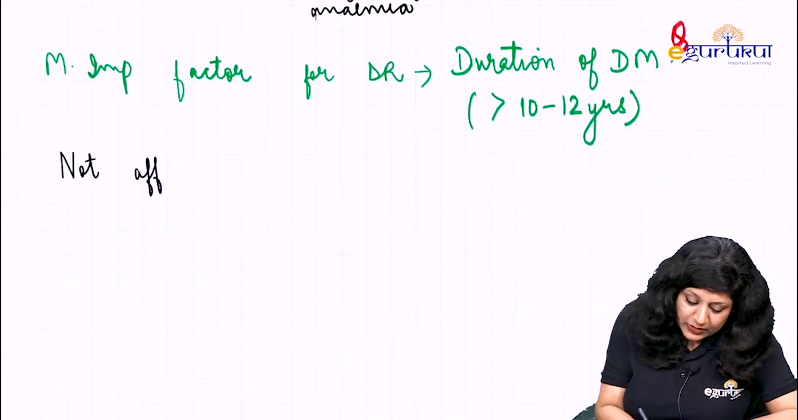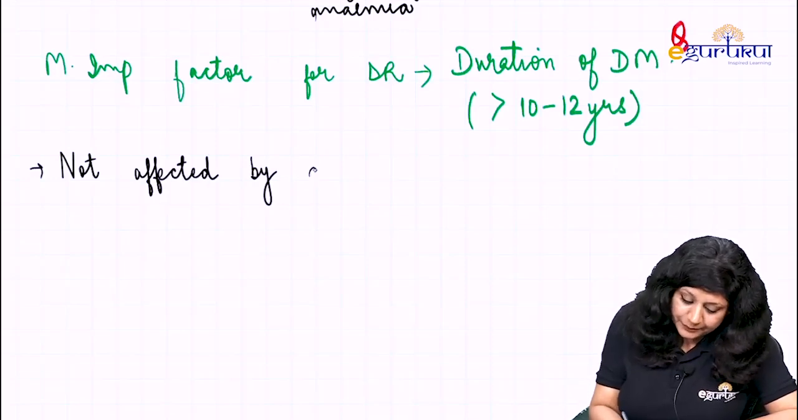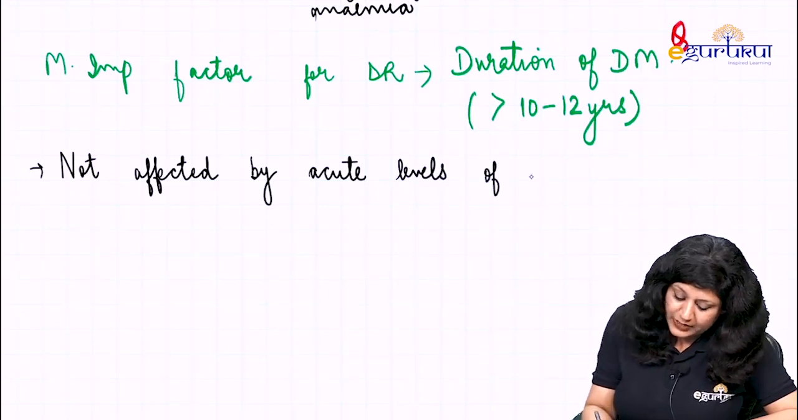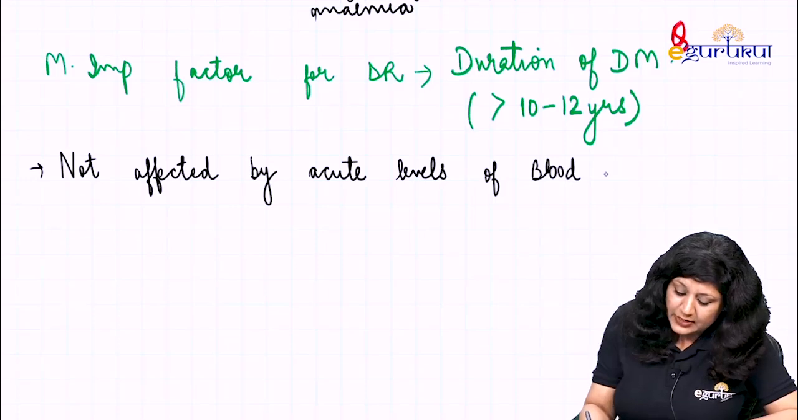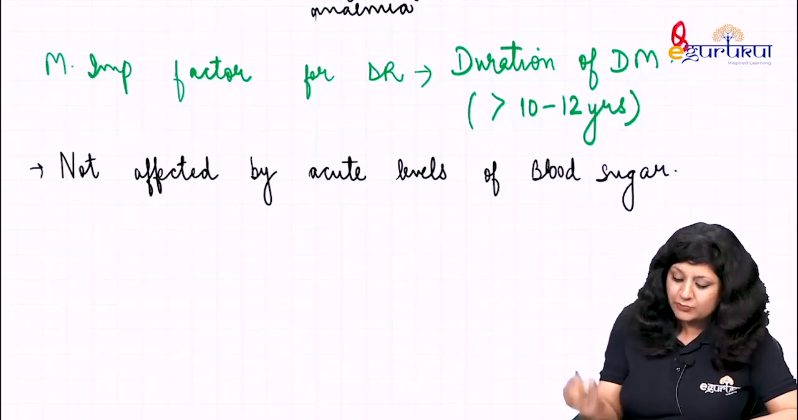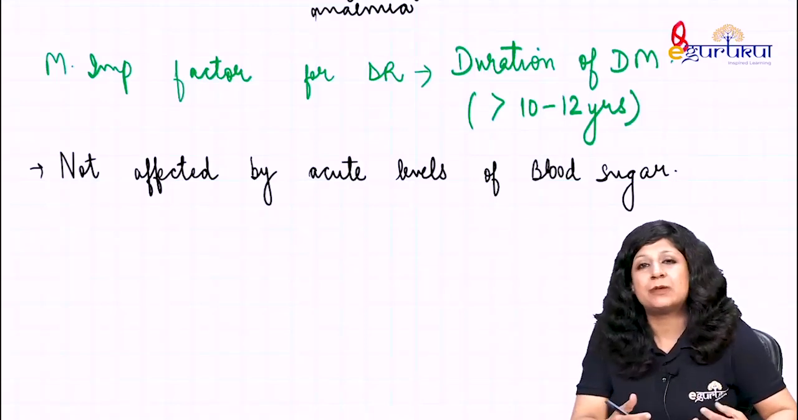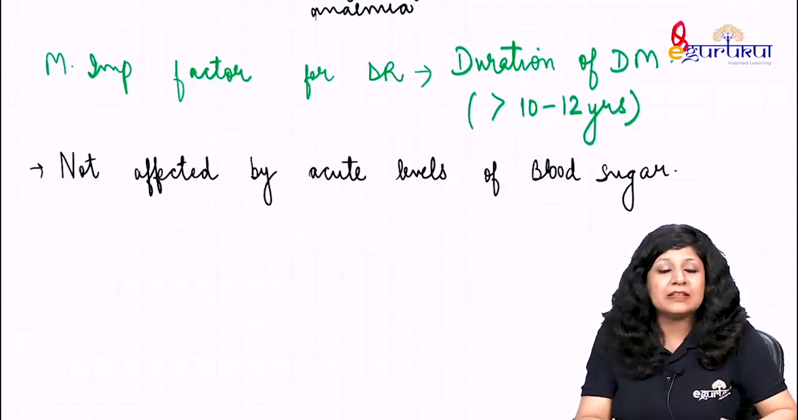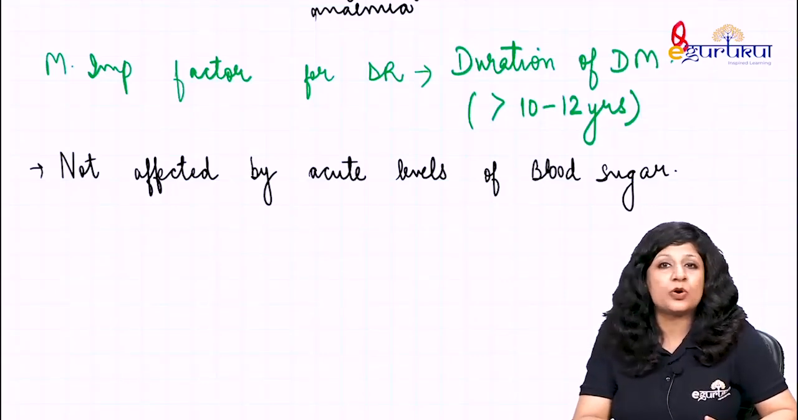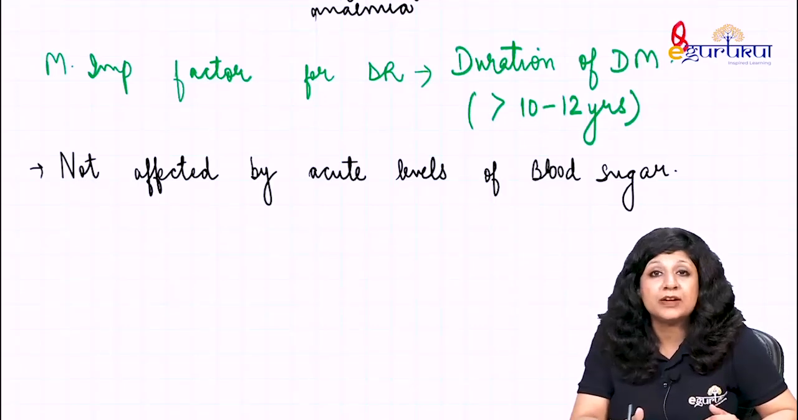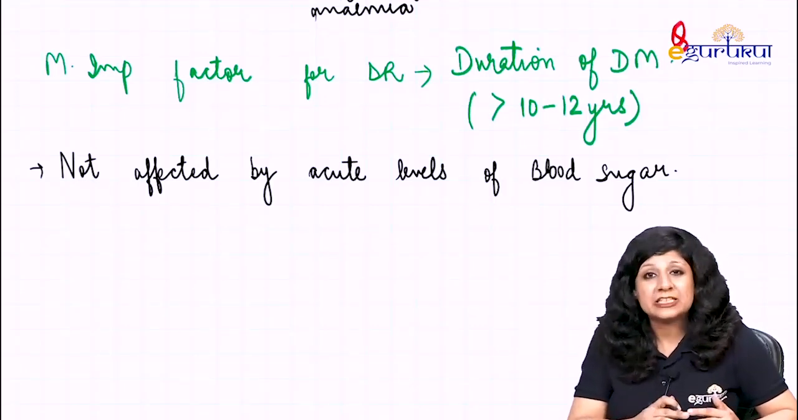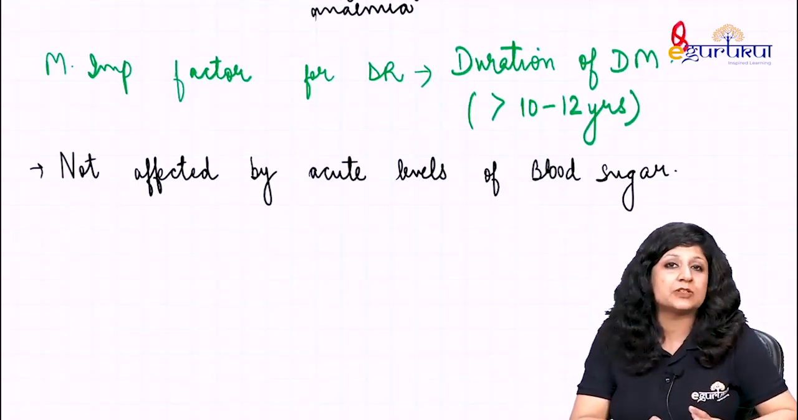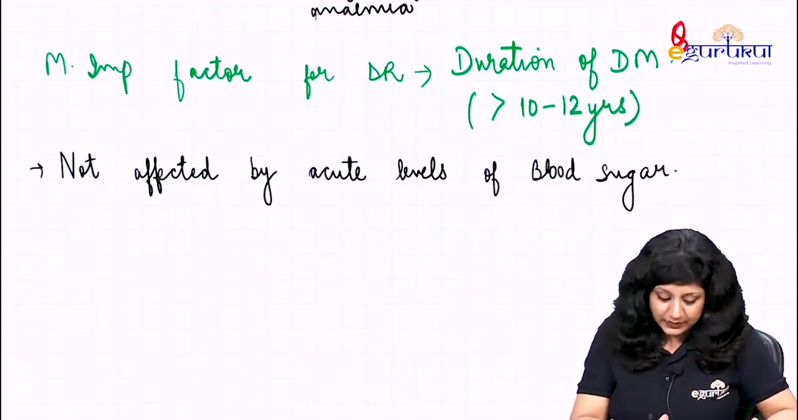It is not affected by the acute levels of blood sugar. So, if acutely a patient develops a very high amount of sugar, maybe 300, 400, that does not mean that he will develop diabetic retinopathy next morning. He always requires a long period of diabetes, hyperglycemia for a very long time, especially about 10 to 12 years. Only then will he be expected to develop this diabetic retinopathy.